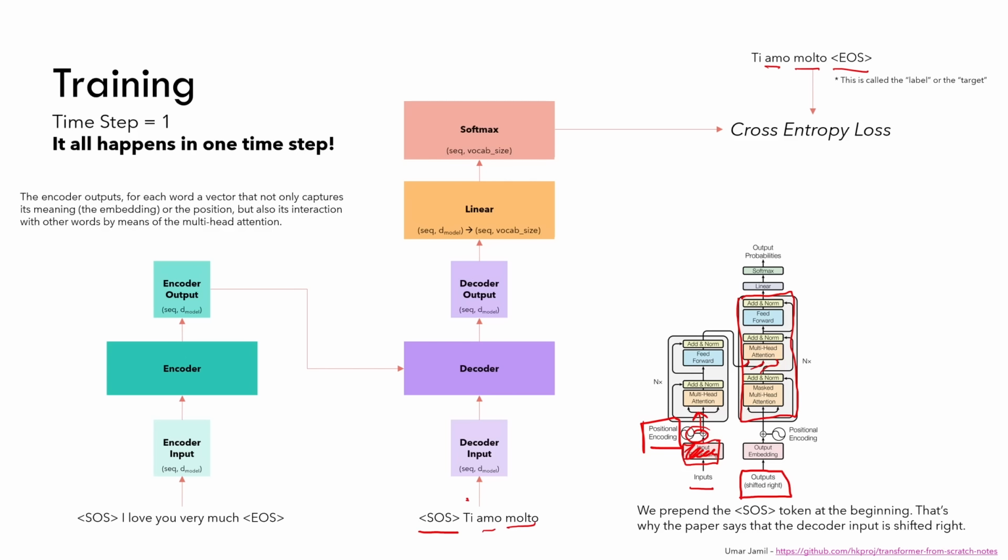This all happens in one time step, just like I promised at the beginning of the video. I said that with recurrent neural networks we have n time steps to map an n-length input sequence into an n-length output sequence, but this problem would be solved with the transformer. Yes, it has been solved, because you can see here we didn't do any for loop, we just did it all in one pass. We give an input sequence to the encoder, an input sequence to the decoder, we produce some outputs, we calculate the cross entropy loss with the label, and that's it. It all happens in one time step.